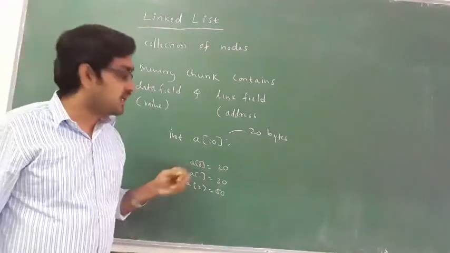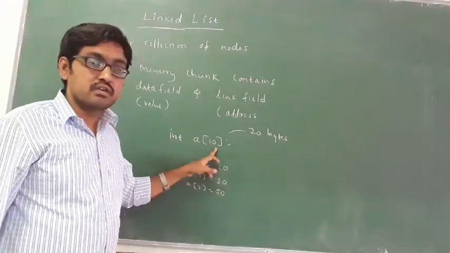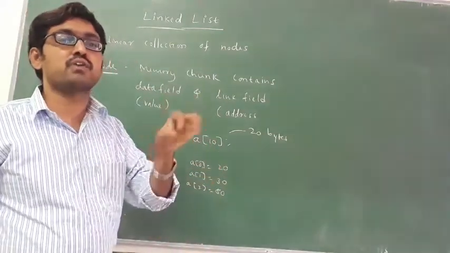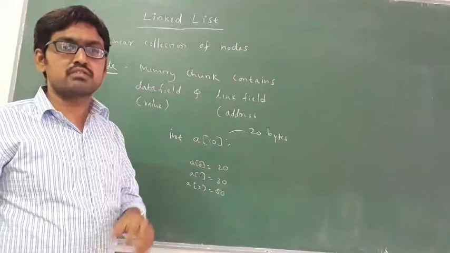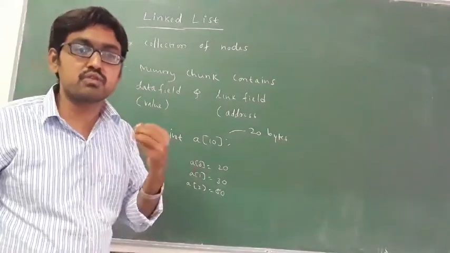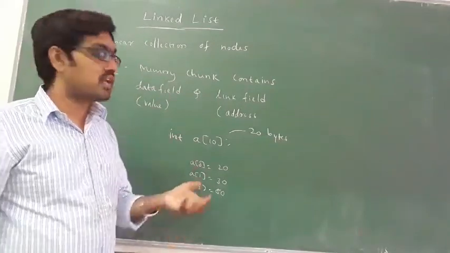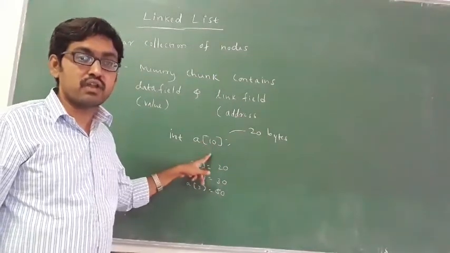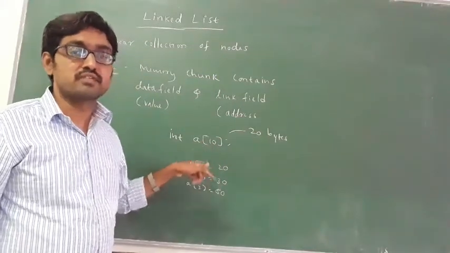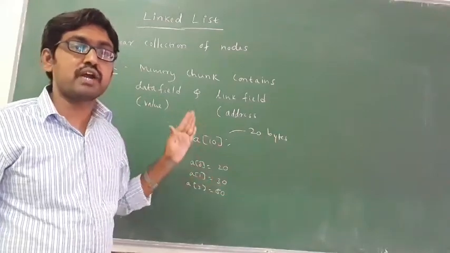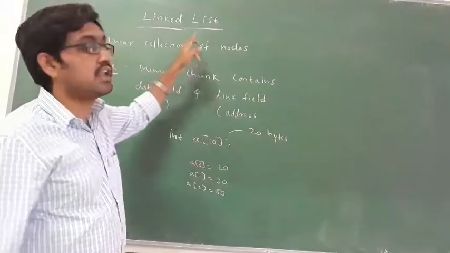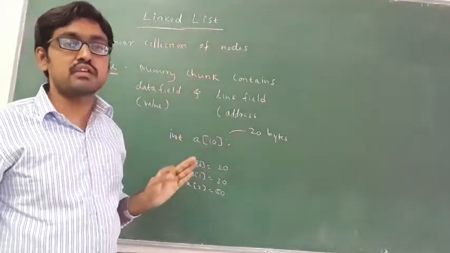In an array, we give a[10]. Instead of giving 10 values, we give only 5 values. If you give 5 values instead of 10, the memory will be wasted. 10 into 10 bytes, 5 values used, and the other 10 bytes are wasted. To avoid this drawback, you have to use a linked list.